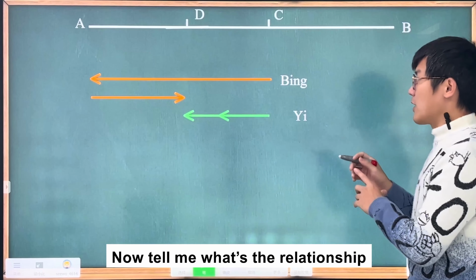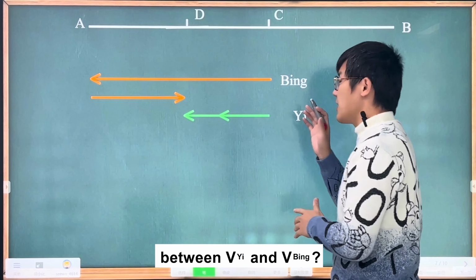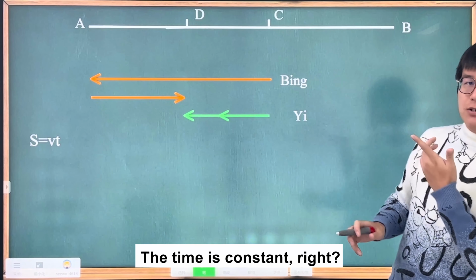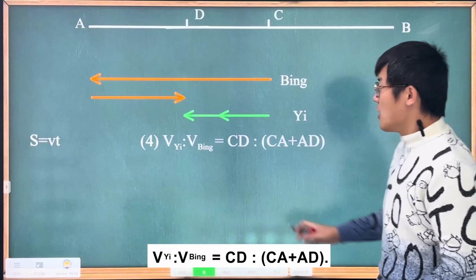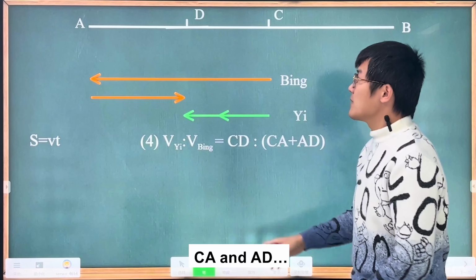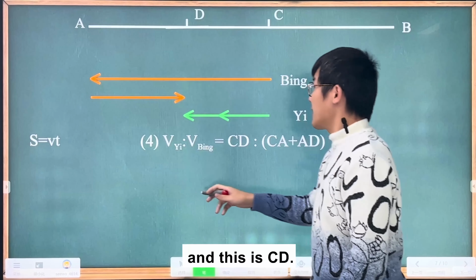Now tell me, what's the relationship between VE and VB? Yes, we can get that. VE to VB, the time is constant, right? Yes, and we can get that. VE to VB is equal to CD to CA and AD, and this is CD.